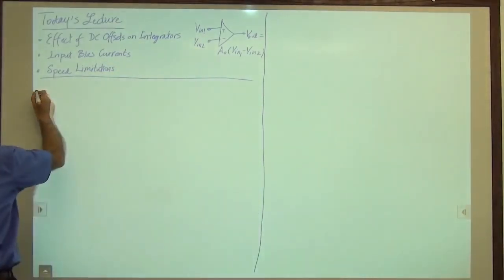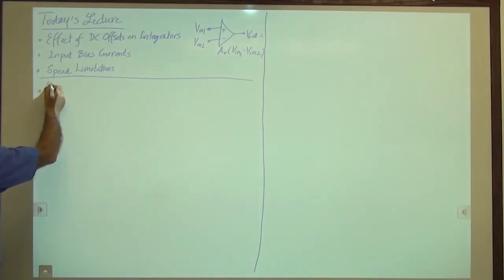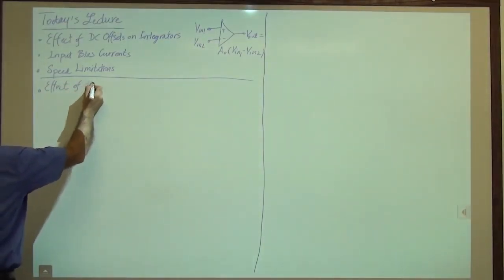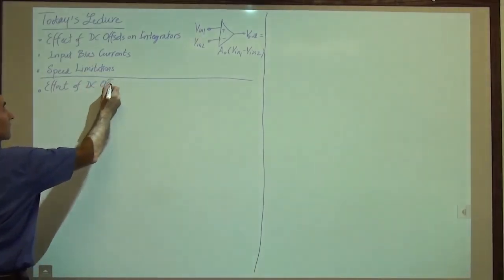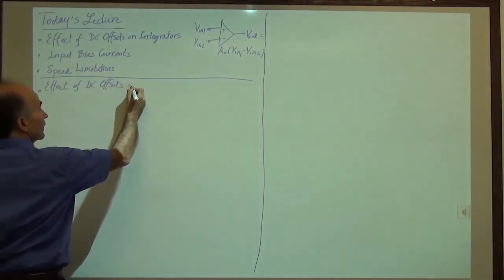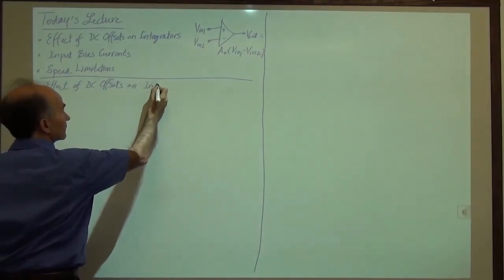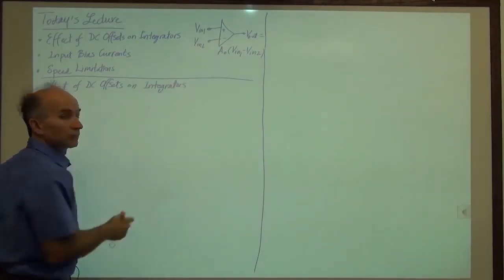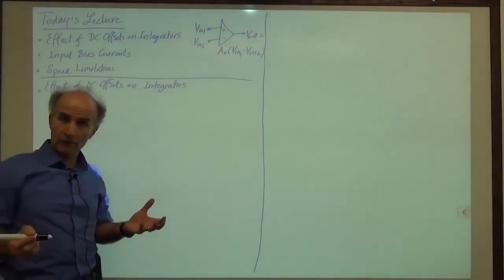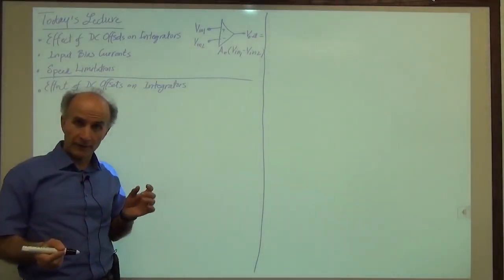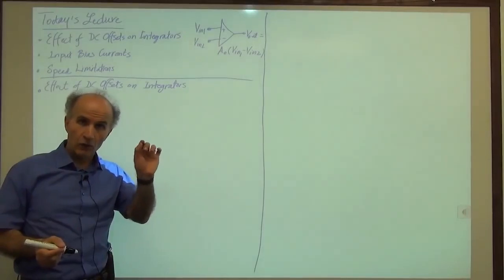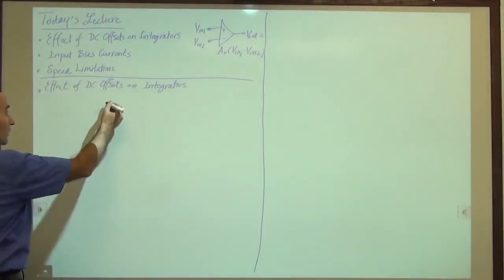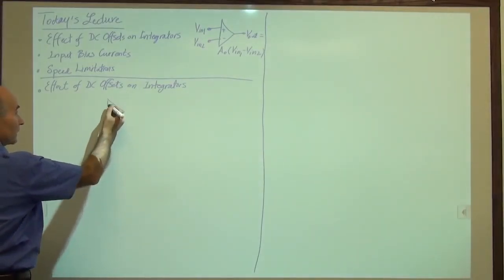All right, so let's talk about the effect of DC offsets on integrators. We draw an integrator and we insert a DC offset at the inverting or non-inverting input of the op-amp and then see what happens.